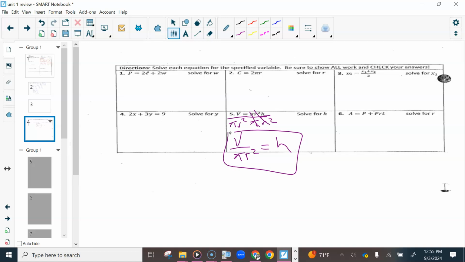I'm going to do the check your work part one more time just so you see it. If I take my original equation and instead of h, I put this new answer, it looks like b equals pi r squared times b over pi r squared. The pi r squareds cancel, leaving this b. So I know that works.